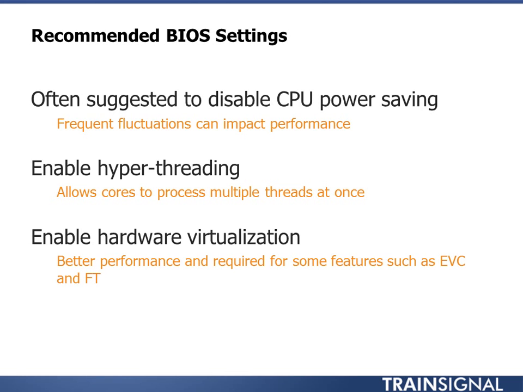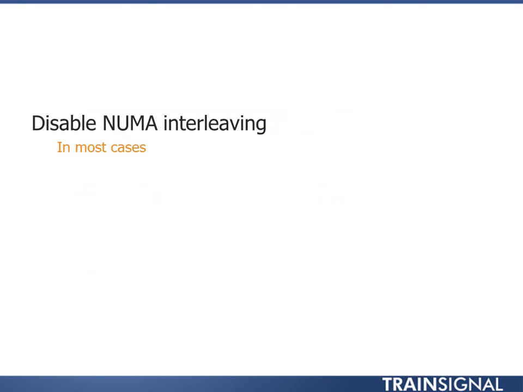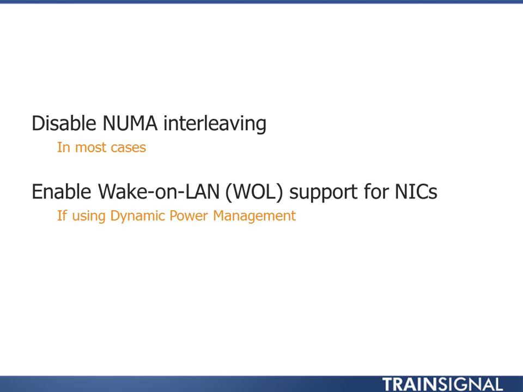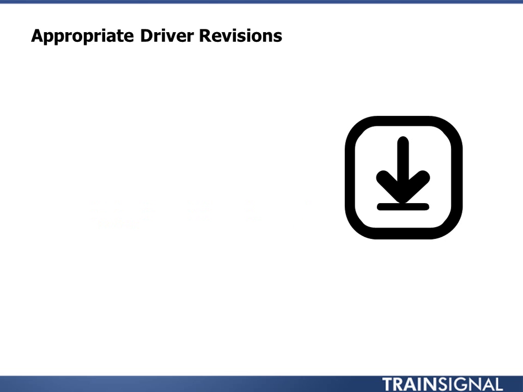And also enable any hardware virtualization. Better performance is required for some features such as EVC, enhanced vMotion compatibility, and fault tolerance. So no reason not to use those. We just went through a couple of slides showing you why software is slower and hardware is faster, so make sure you enable that. Disable NUMA interleaving in most cases unless a vendor or vSphere tells you not to. Enable wake on LAN support for NICs if you're using dynamic power management, because that's what it uses to wake up and shut down vSphere hosts.